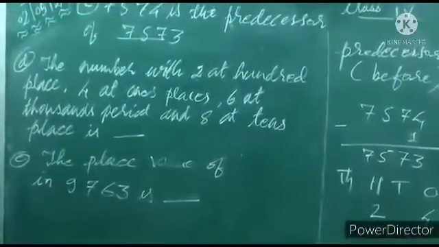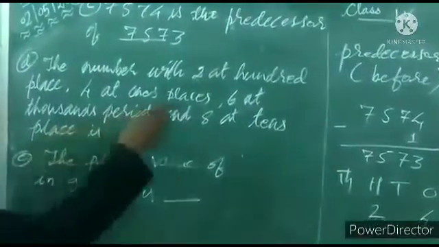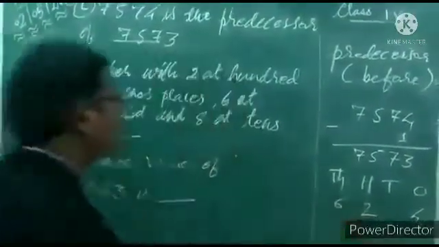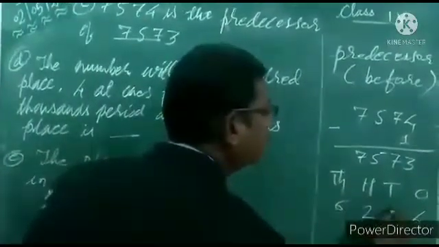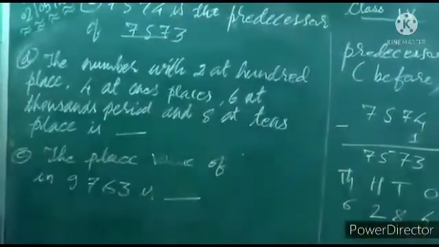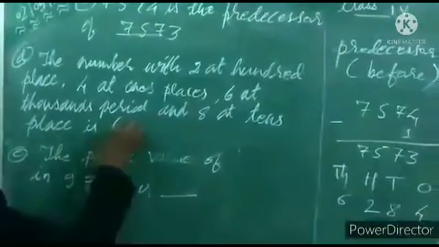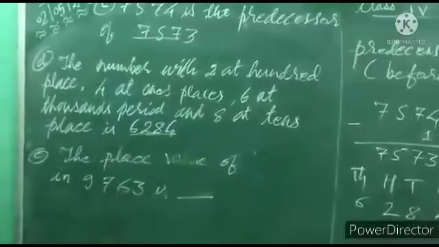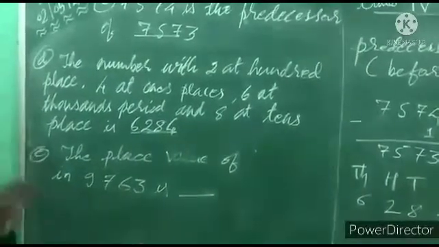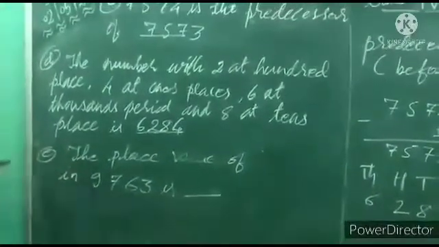And 6 at thousands place. Below thousands place, which number do we put? 6. And 8 at tens place. So below the tens place you put 8. So the required number is 6,284. Understood? Now, next example.